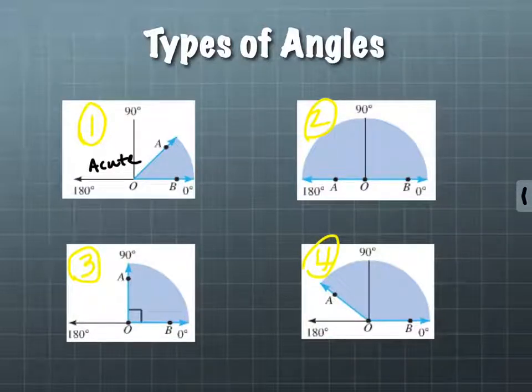We'll go out of order. Does anybody remember what number 4 is? That one is the obtuse. How about number 3? What is it? Right, it's a right angle.